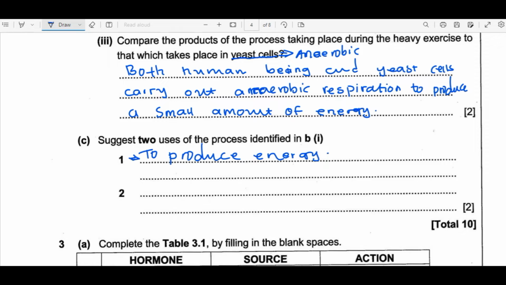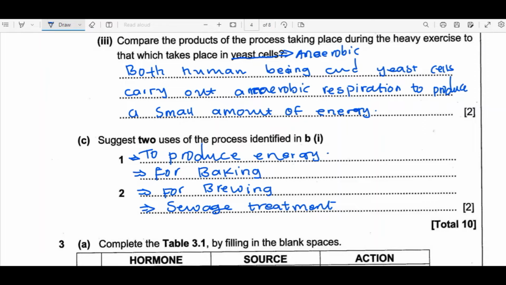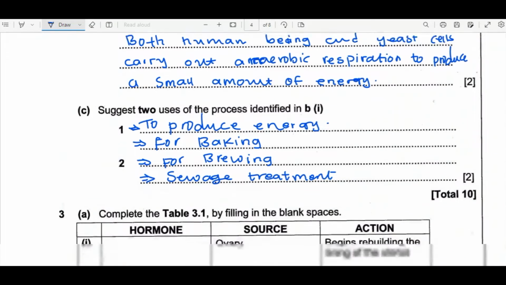Then the second one, we can say for baking. Respiration is used for baking. Then for brewing, making alcohol is also used. Then apart from that, we can also look at this one for sewage treatment. Even when making drugs like in pharmaceuticals, this is also used.